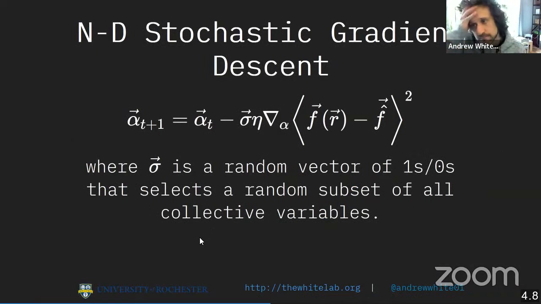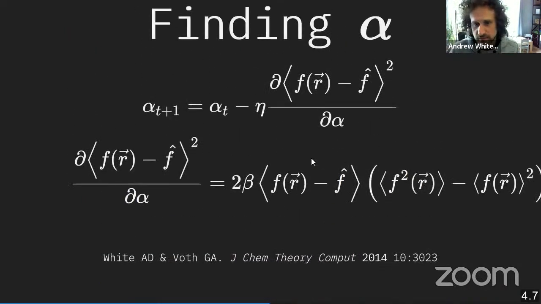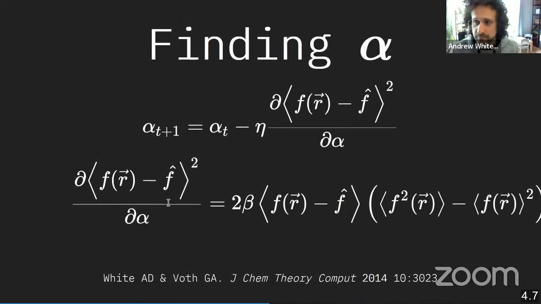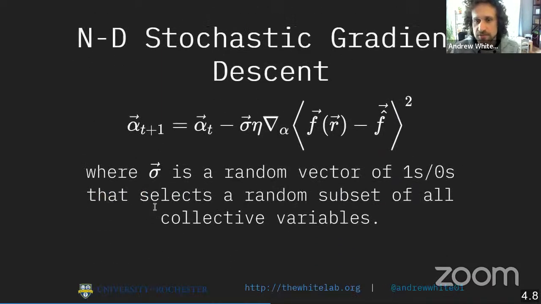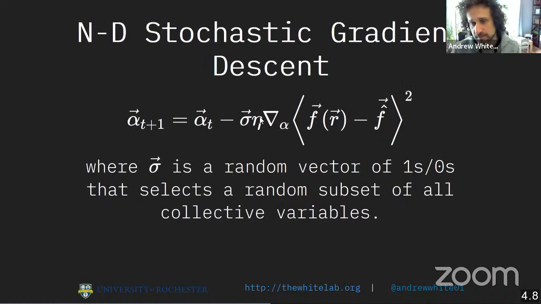So just a minor detail is that to get this to work in multiple dimensions, all we did is stochastic gradient descent. So we compute this gradient for every collective variable being biased in the system. And then we just randomly select some subset. So if you have 5 collective variables, you have 5 gradients or 5 partial derivatives, and then we just maybe select 3 of them or 4 of them or 2 of them at a time. And that helps us avoid local minima as we try to optimize these steps.